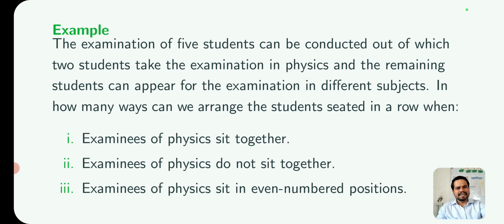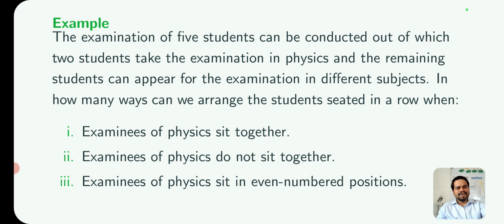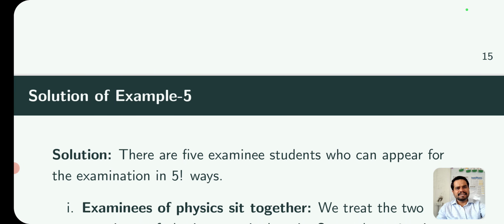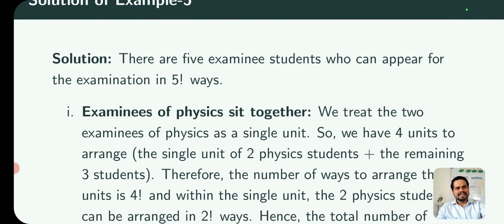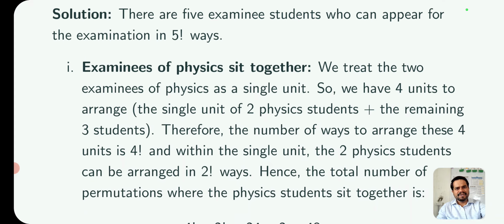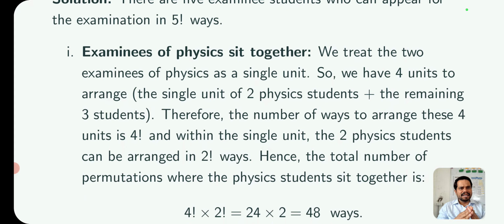If you read this carefully, there are 5 students, so these can be seated in 5 factorial ways. Now if the physics students sit together, we can treat the 2 examinees of physics as a single unit. So we have 4 units to be arranged: the single unit of 2 physics students plus the remaining 3 students. Therefore, the number of ways to arrange these 4 units is 4 factorial ways.